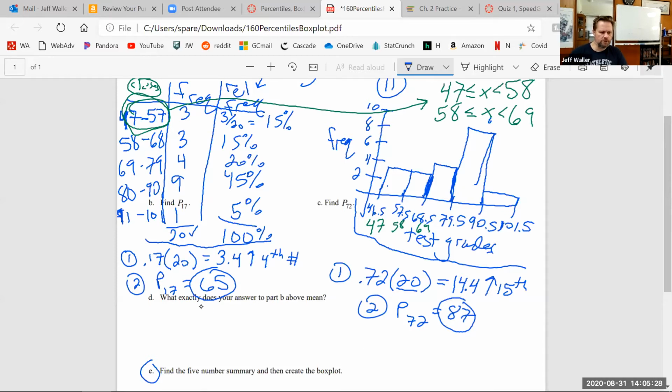Now, this kind of question shows up in the homework. Don't say anything out loud. Does anyone know exactly what this answer means? Just think about it. And it's not good enough to say that means the 17th percentile is 65. No, you just basically read this in English. I want you to interpret what the meaning is behind this.